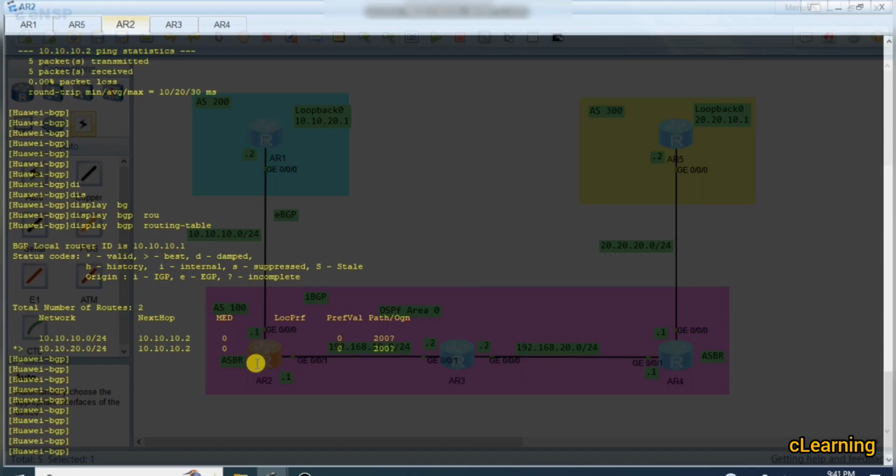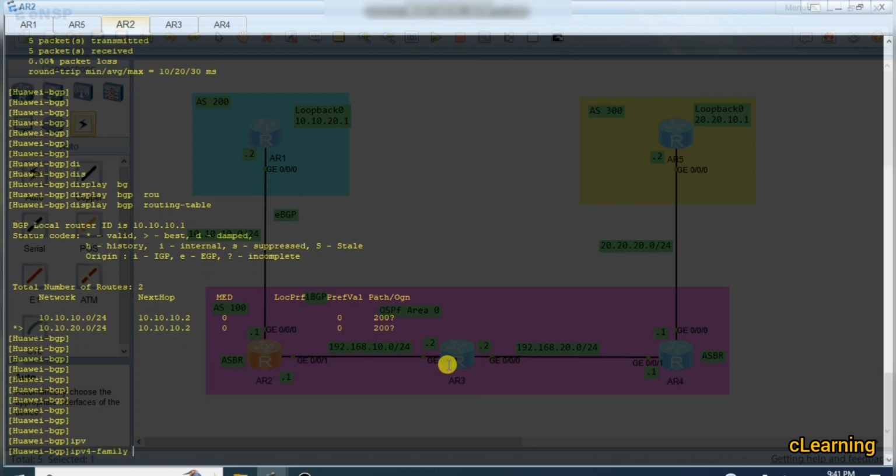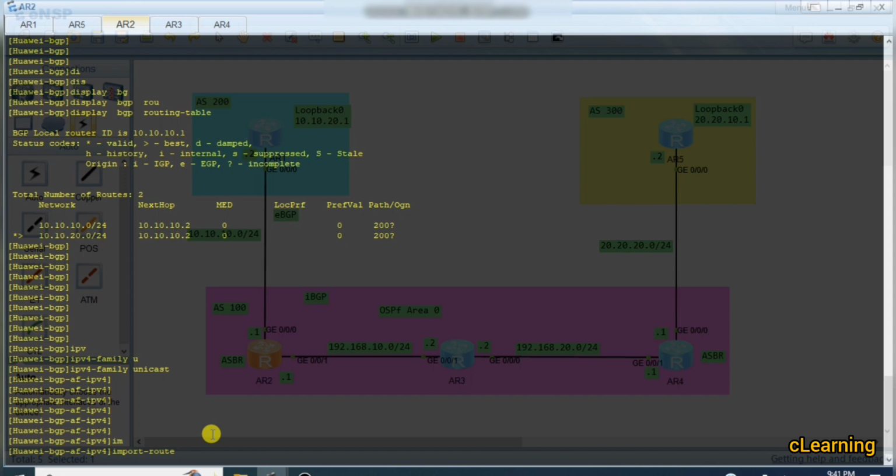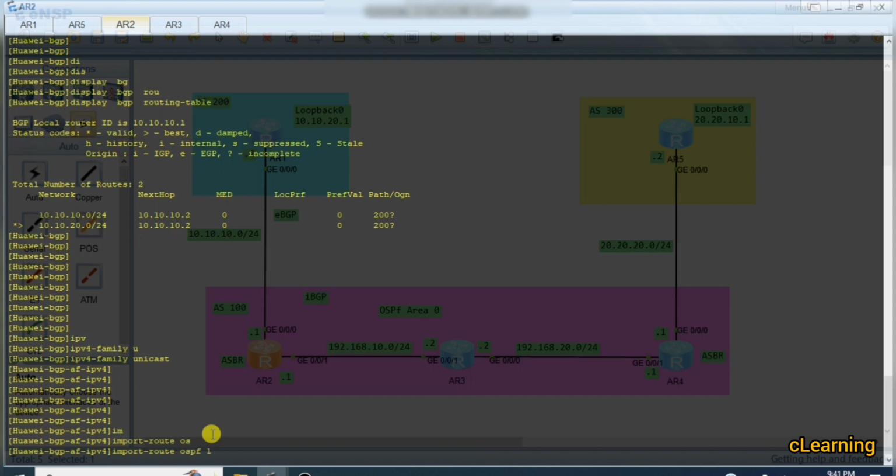So we have to tell this router that you have an OSPF network. We go to this command, IPv4 family unicast. Now we import routes. There are two ways to define this network. Import-route OSPF, so all these OSPF routes will be imported into this BGP routing table. Import-route OSPF 1. These two routes are running in OSPF. So if we import OSPF routes, all the routes come into the BGP routing table.